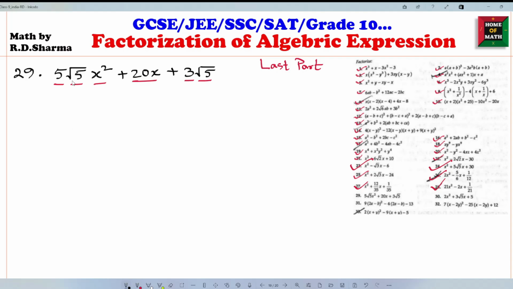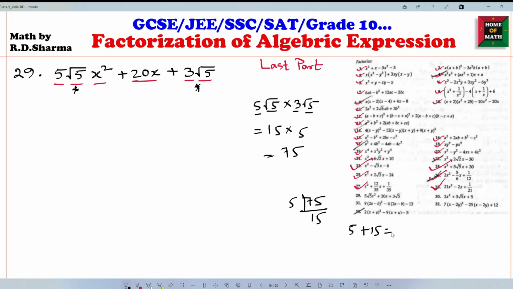Here, if we multiply the first and last terms, we will get 5 root 5 times 3 root 5. So 5 and 3 make 15, and root 5 times root 5 becomes 5. So 15 times 5 will be 75. Look, we have to split 20 into 2 numbers that add to 20 and multiply to 75. 75 divided by 5 is 15. Look, 5 plus 15 is 20.